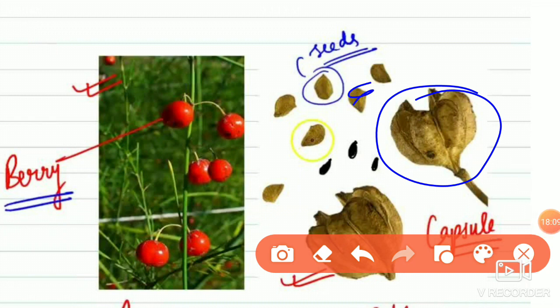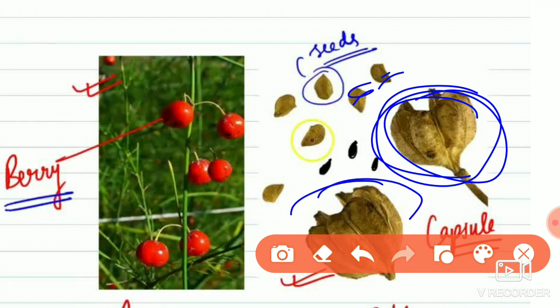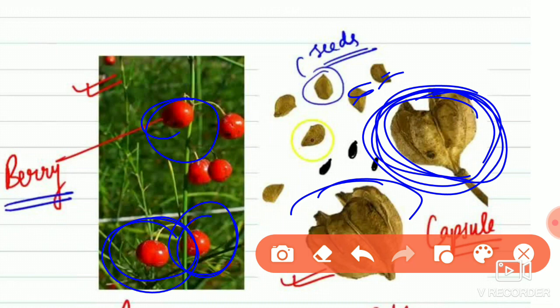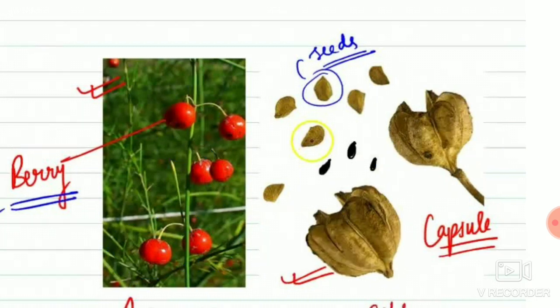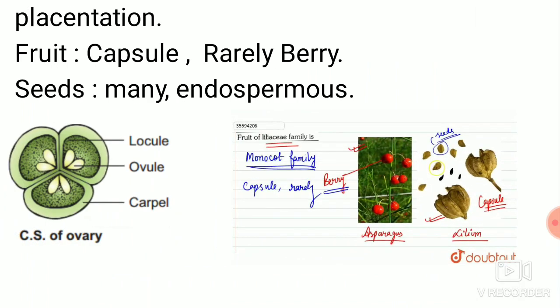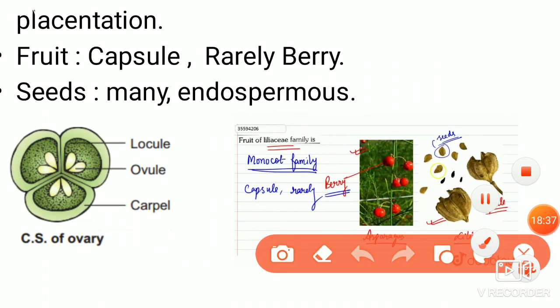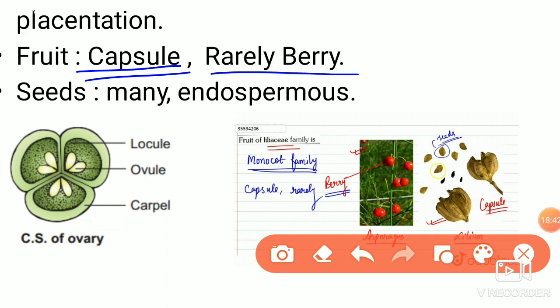And seeds are liberating. These are the seeds. Just see here, the capsule does not have any edible part. This is the capsule. And here you can see very juicy part, fleshy part of that fruit will be present. So this is the berry fruit and this is the capsule fruit. So the Liliaceae family plants produce almost all capsule type of fruits, and rarely they will produce the berry type of fruit.